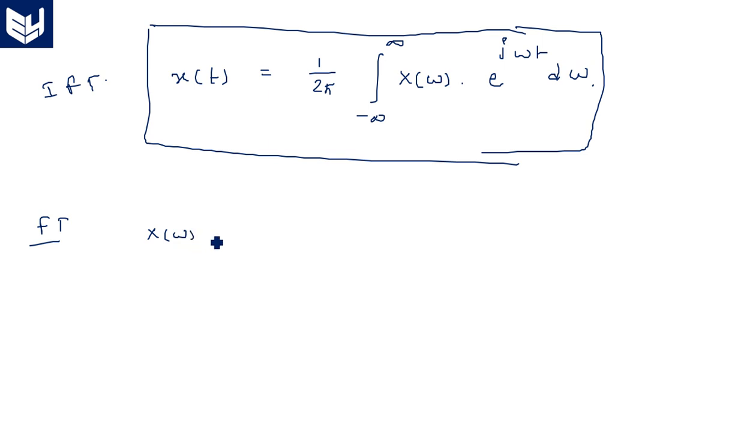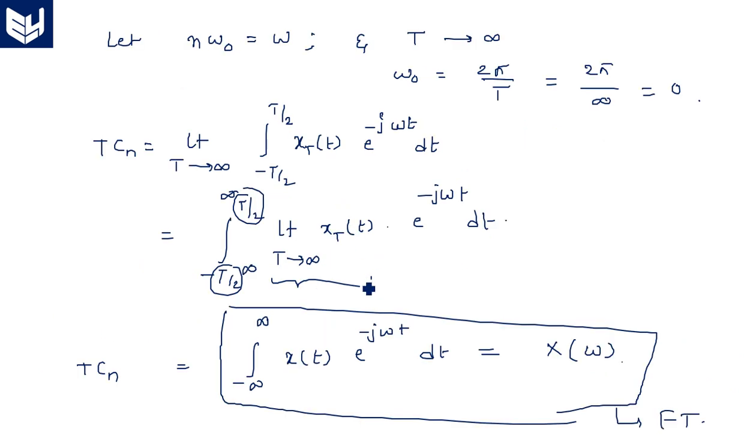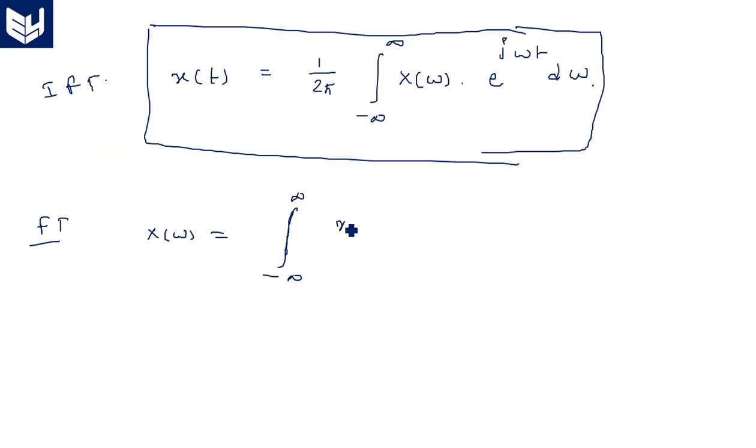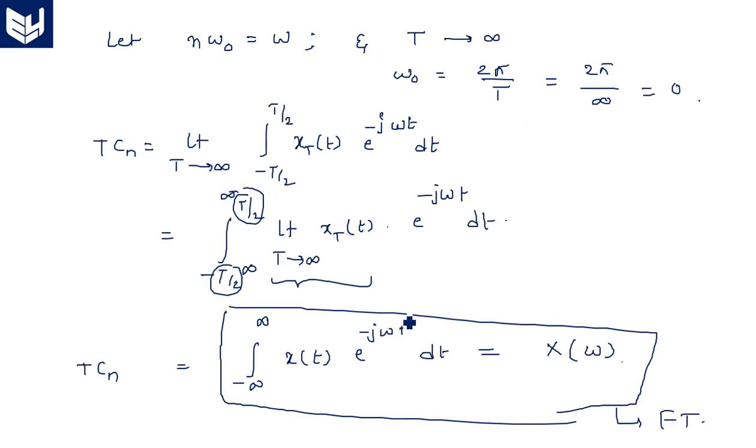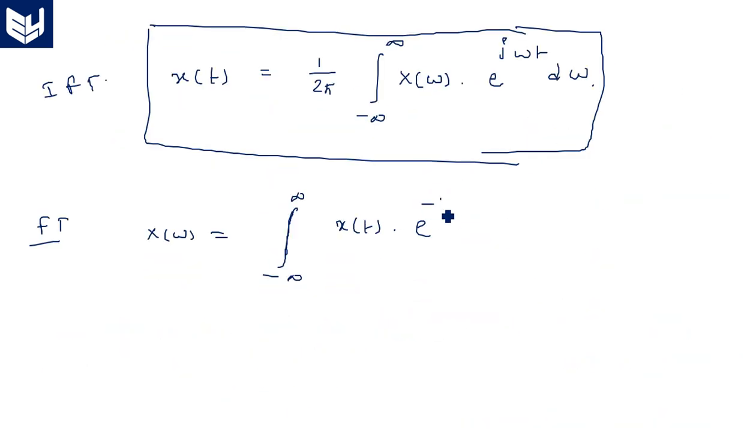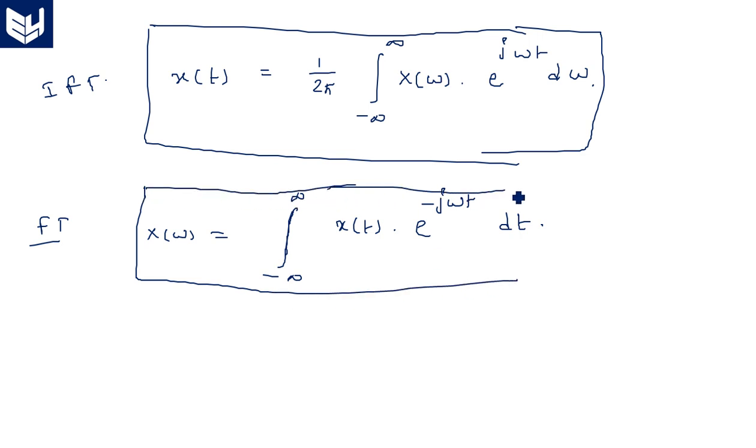X of omega is equal to integral minus infinity to plus infinity x of t e power minus j omega t dt. So this is the Fourier transform of the signal x of t. The Fourier transform is applied only on a non-periodic signal.